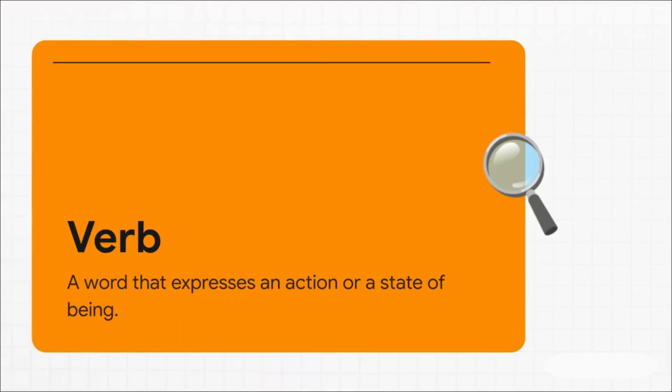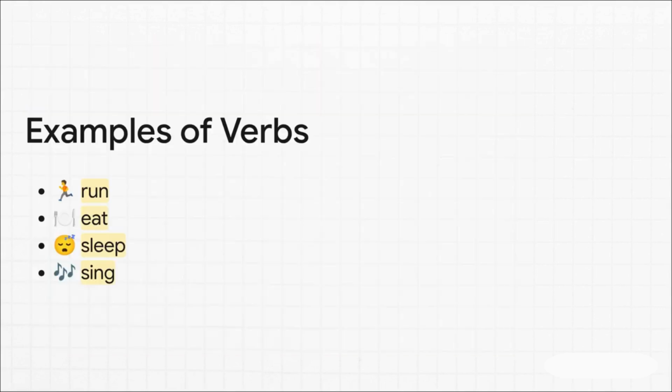Okay, so verbs. These are the action words. They are what make things happen in a sentence. Honestly, without a verb, a sentence just sits there. And you'll see our verbs highlighted in a new color, just to make them pop. Here are some really common ones you see all the time. Words like run, eat, sleep, and sing. They all show something happening. I bet you can think of a ton more, right?